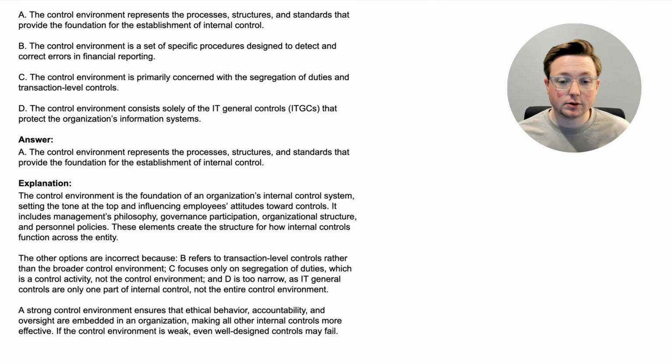environment. It all comes down to what we mentioned, the philosophy of the management, the governance participation, how are they participating, organizational structure, and personnel policies. All of these things have to do with the environment where the internal controls are being implemented. And with a weak control environment, then no matter how good the controls are, or no matter how the other components of the COSO framework are implemented, they could still fail if the control environment is weak.